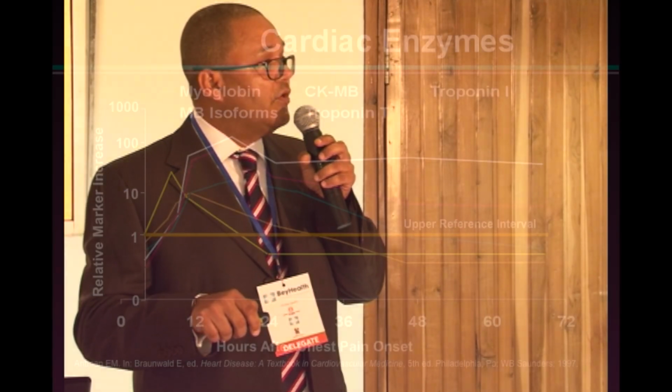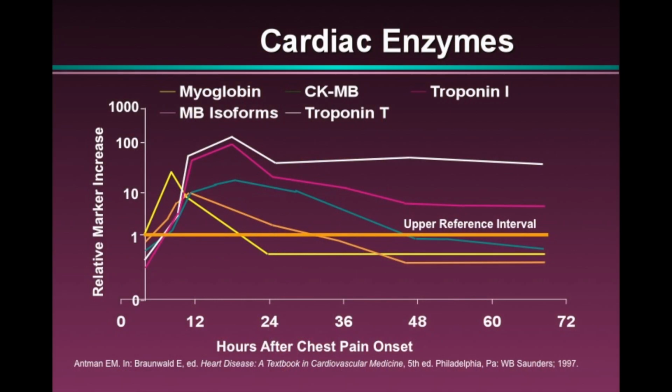Now, your CK-MB goes up here, and then starts to come down this way. Your troponins stay up for about 15 days. This is the normal level here. Troponin I and troponin T both stay up for at least 10 days.